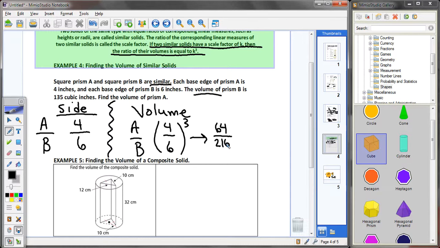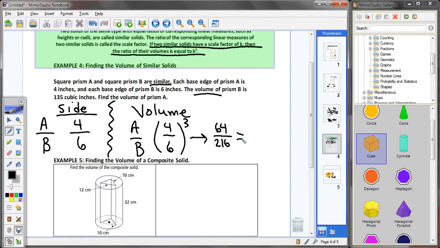Okay, now, let's read the problem. It tells me, find the volume of what, kids? I'm sorry, my mistake. It says the volume of prism B is how many cubic inches? It says find the volume of what? Well, what this volume ratio of 64 to 216 is telling me, it says for every 64 in the smaller one, there are how many in the bigger one? But if you read the problem correctly, it says volume of prism B has how many cubic inches?